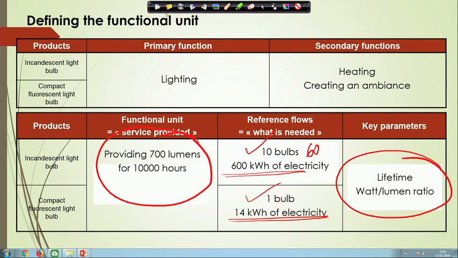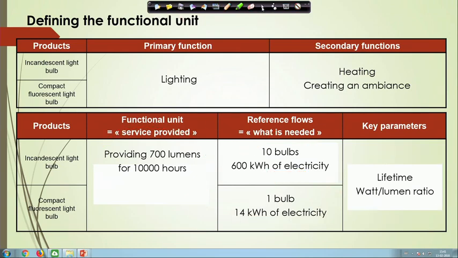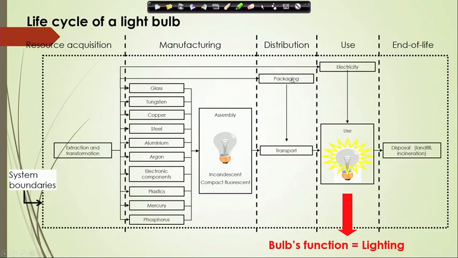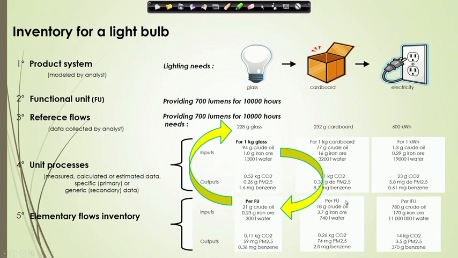So, once we have this, if you go back to that particular slide, you have the system boundary. Along this system boundary, we will try to collect all the information for resource acquisition, manufacturing, distribution, use, and end of life, for the bulb function, which is lighting, and for 1 bulb versus 10 bulbs for 700 lumens for 10,000 hours. So, these kinds of calculations we do.